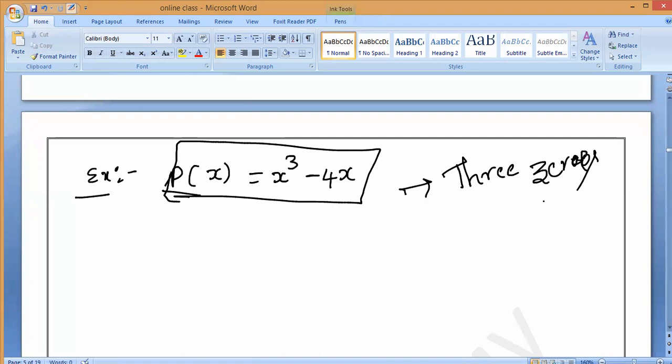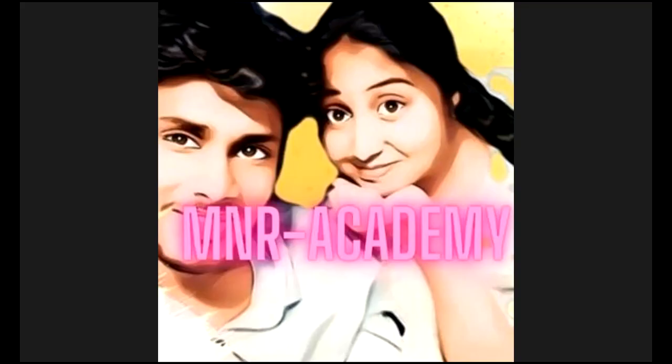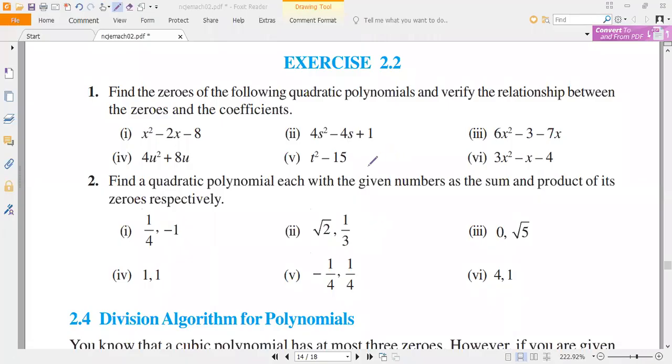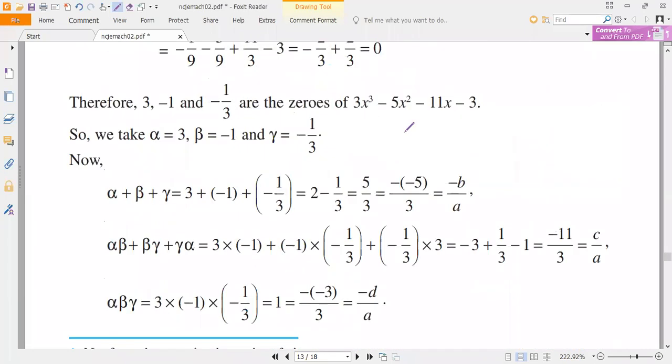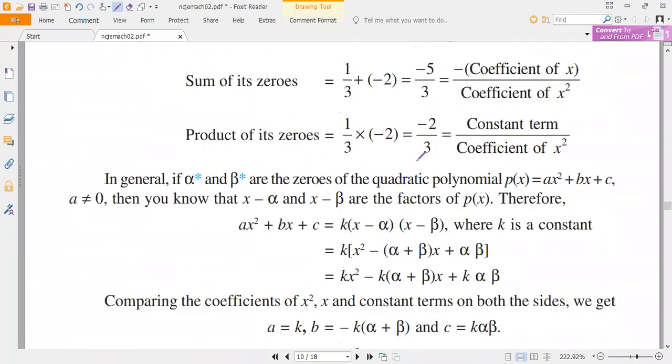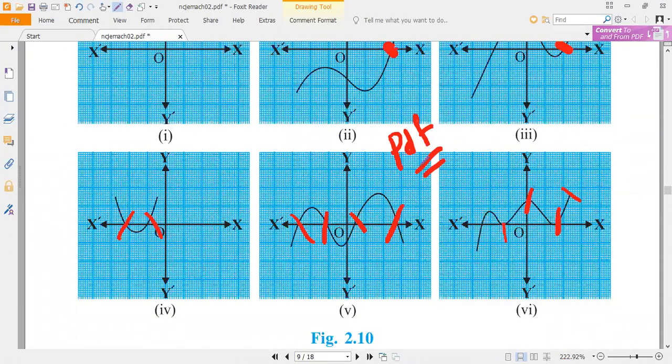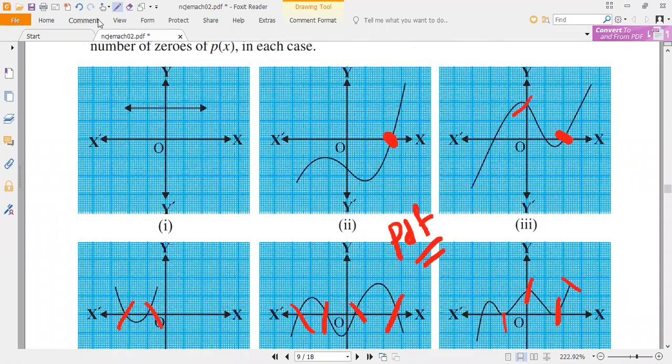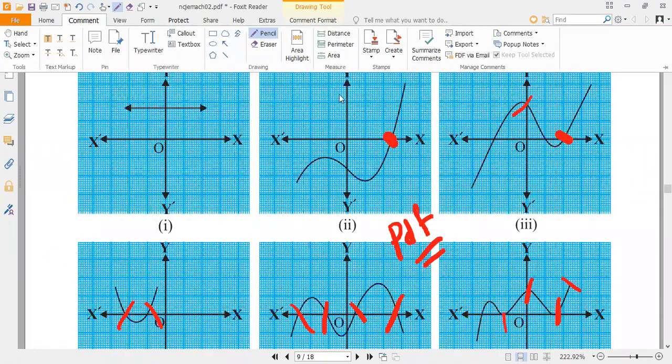Next one is, all of you take your NCERT book and open exercise 2.1. Those who don't have a textbook, you can see here. Very easy exercise. You just wait a minute, I will erase it all.